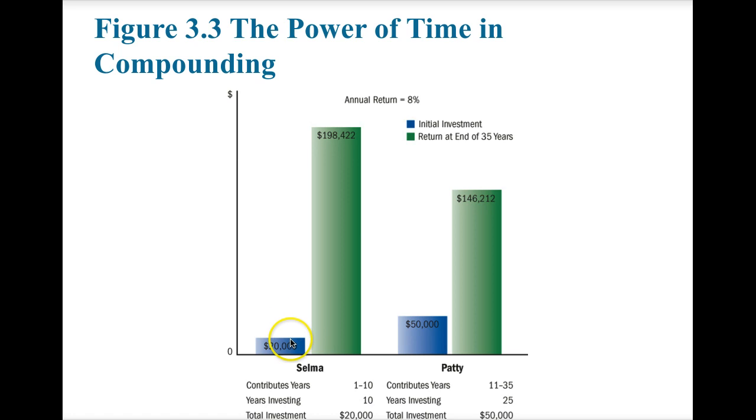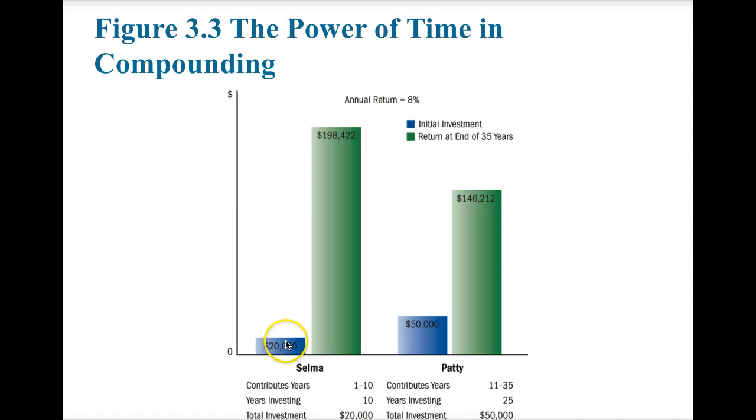What this chart is showing is that if you invest 20,000 and you're contributing in the first 10 years, the compounding return at the end of 35 years will be much larger than if you started in year 11. So the first 10 years you didn't contribute anything. Then you did your contributions between years 11 and 35. So your total invested years is 25, but you're only going to receive 146,000, because it's very important.